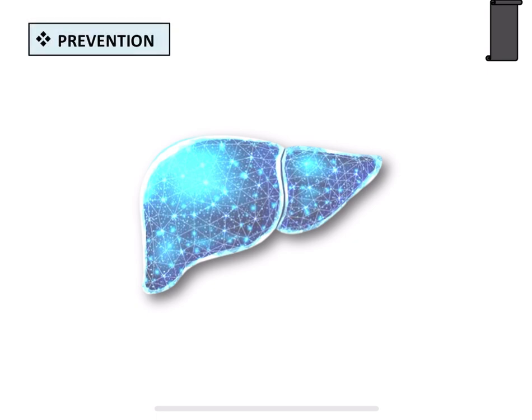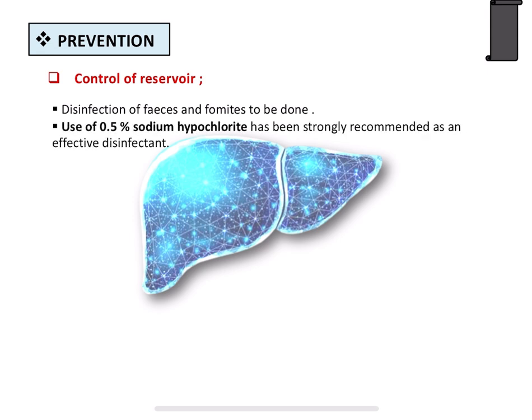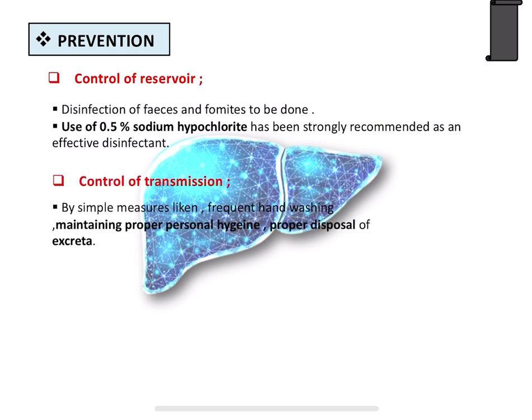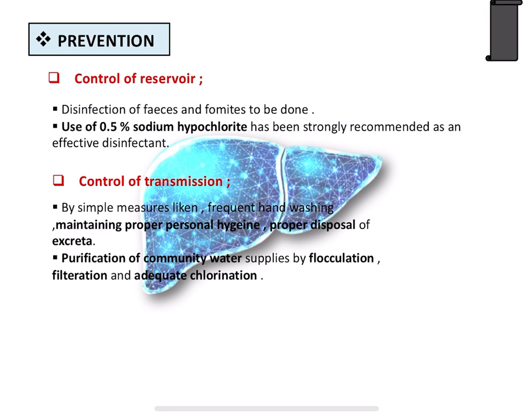Moving further to the prevention. The best means of reducing the spread of infection is by promoting the simple measures of personal hygiene or community hygiene. Okay. Along with this, how do we control the reservoir? The control of the reservoir is by the disinfection of the feces and fomites. How do we disinfect them? Use of 0.5% sodium hypochlorite is strongly recommended. As an effective disinfectant, we have 0.5% sodium hypochlorite.